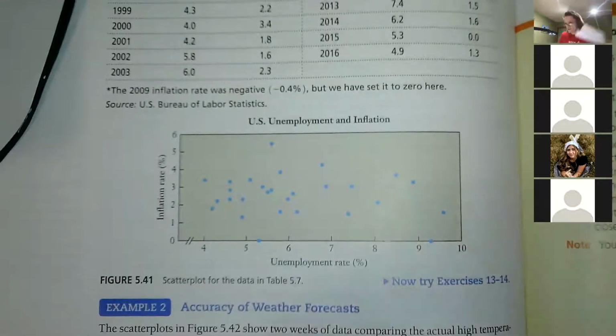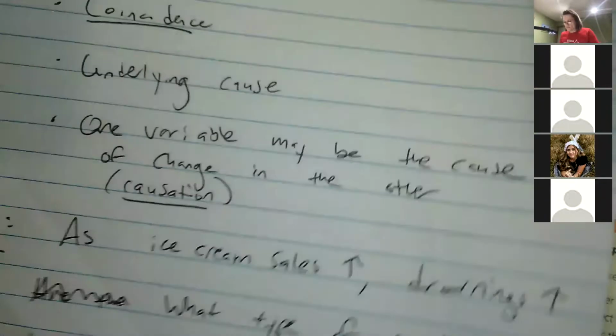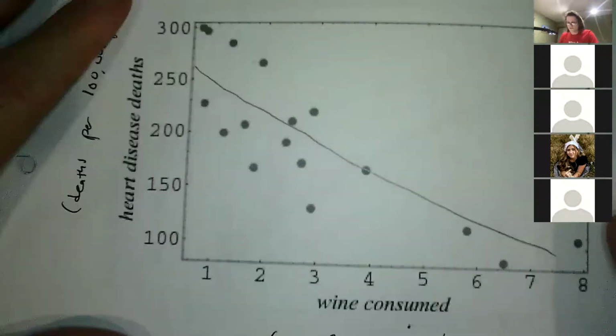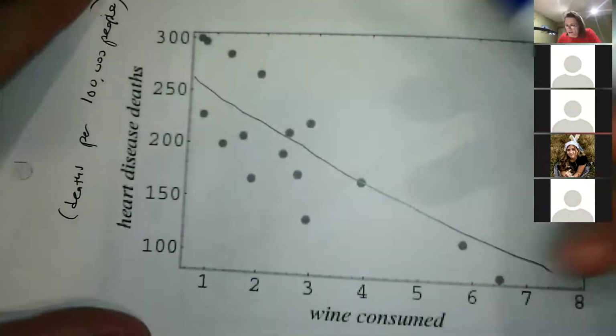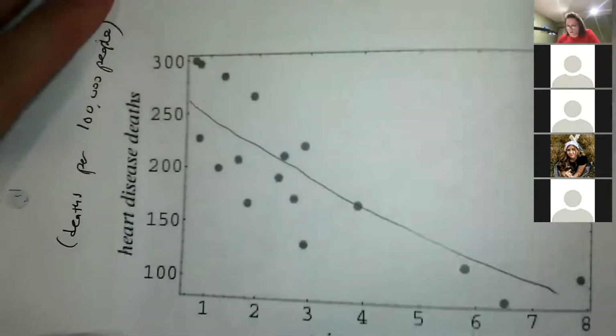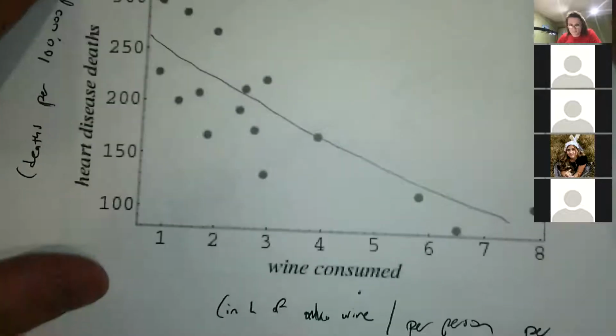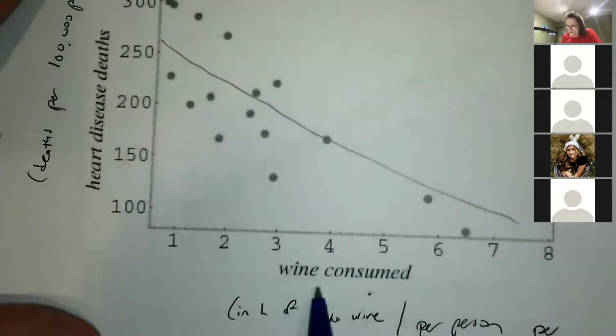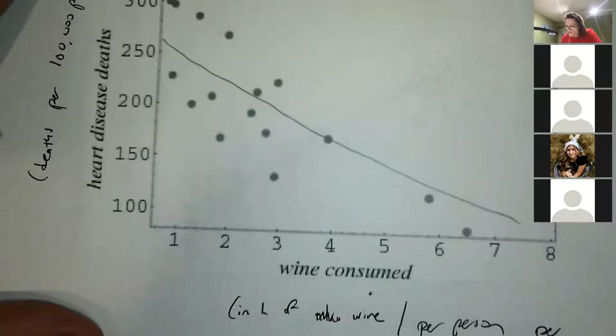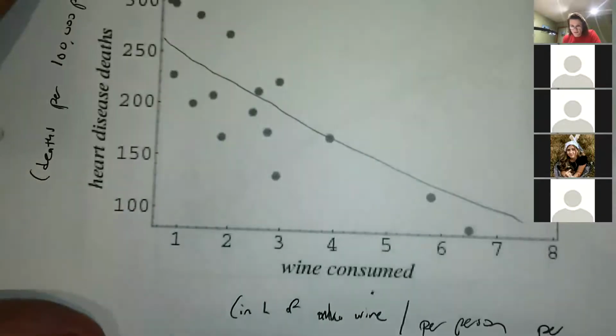I guess we should do this before I do an example myself. So sorry. Here's another one. This one's more interesting, or more fitting. In this graph, we have heart disease, so this is deaths per 100,000 people. And on this axis, we have wine consumed, so this is in liters of wine per person per year, right?